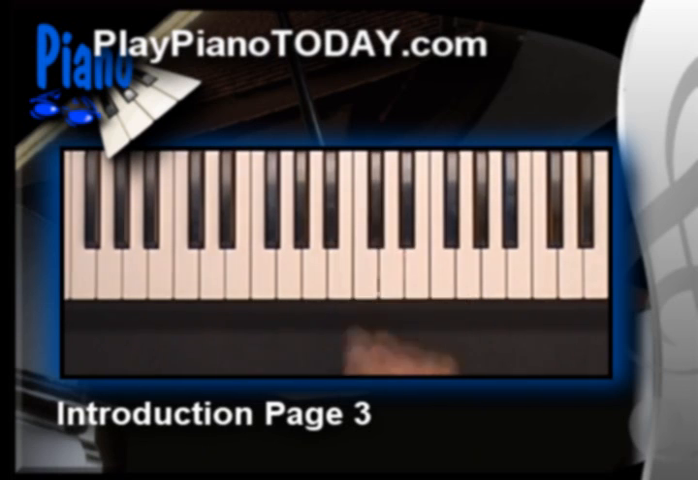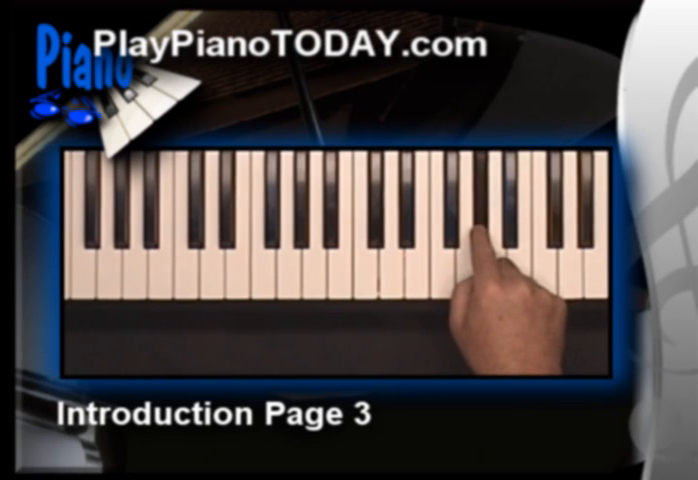Let's do a couple more. How about G sharp? You're not going to play this, are you? Because you see, there's another one just to the right of G. That's G sharp. Okay, let me give you a trick question now.